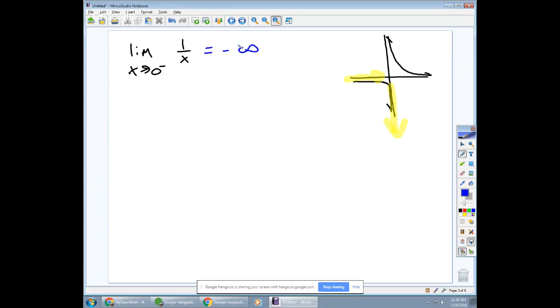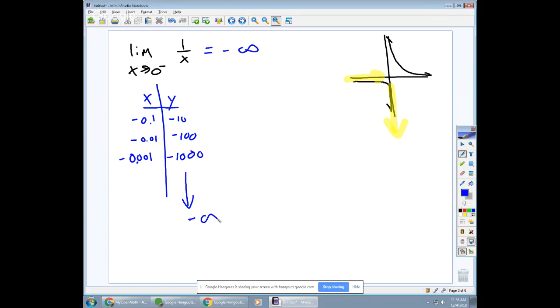negative infinity. Otherwise, you would have to make a table, x, y, where you'd pick numbers approaching 0 from the left. So negative 0.1, negative 0.01, negative 0.001, and so on. And you would see you get negative 10, negative 100, negative 1,000. And so you could say, yeah, this goes to negative infinity. So you have to show one of those two things. So either this is your evidence or that is your evidence. Okay.